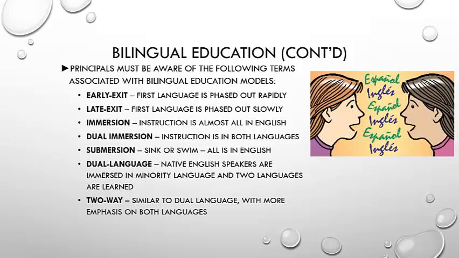Dual immersion, instruction is in both languages. This is becoming more popular, especially with some wider languages like Chinese. I think Tulsa Public has a Chinese dual immersion program where instruction is done in English and Chinese, and ultimately students come out fluent in both languages.